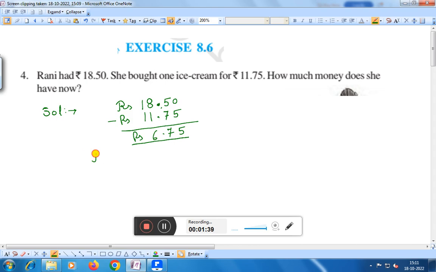Now she has rupees 6.75, right? Now she has rupees 6.75 with her, right?